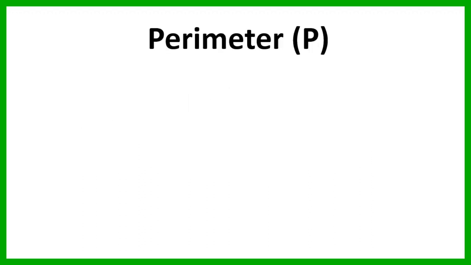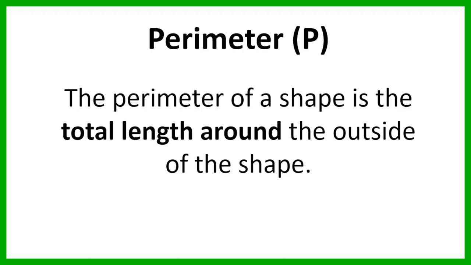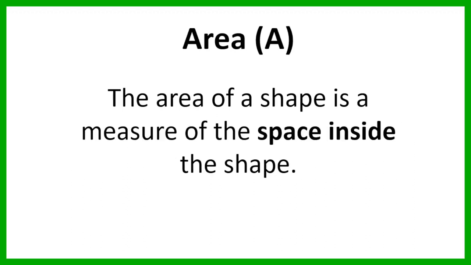Then the perimeter, which is P, is the total length or distance around the outside of the shape. Okay, so because it's a length or a distance, it's just a regular centimeters or meters or millimeters, whatever. It's not squared. Whereas the area is going to be measured in the unit squared because we're counting how many blocks of that size fit inside, because we're looking at the space inside the shape.